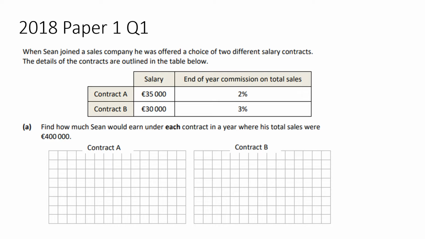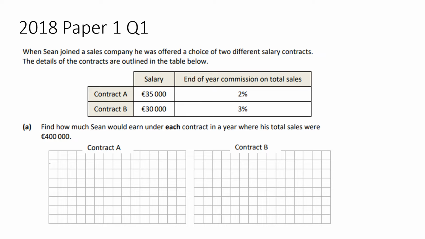So if he goes with contract A, he gets 35,000 regardless of how much he sells. And then on this contract he makes 2% on anything he sells. On contract B he makes 30,000 regardless and then makes 3% on everything he sells. So find how much Sean would earn under each contract in a year where his total sales were 400,000.